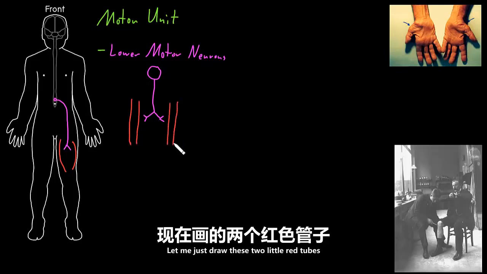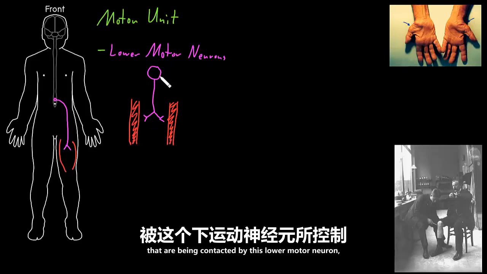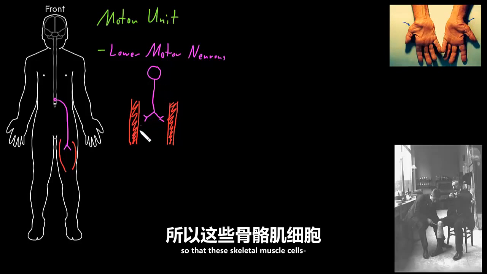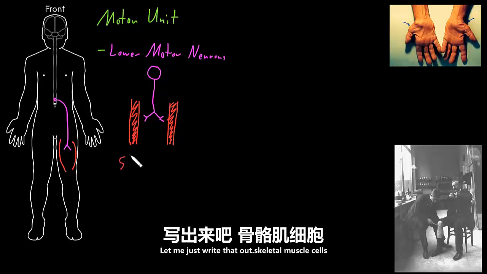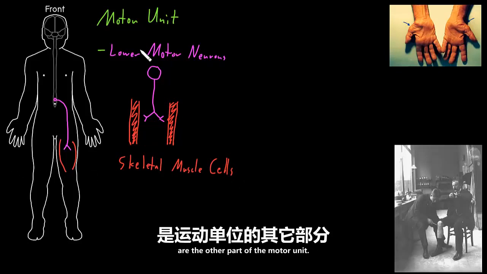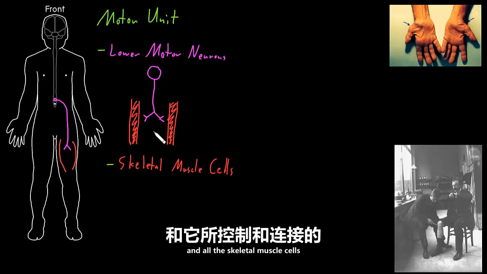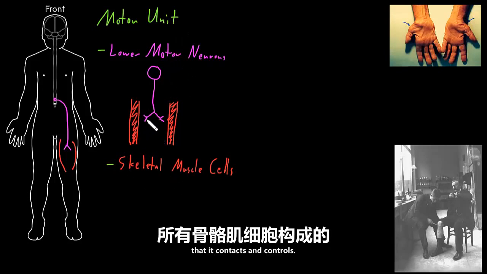Let me just draw these two little red tubes to represent two skeletal muscle cells that are being contacted by this lower motor neuron. So these skeletal muscle cells are the other part of the motor unit. So the motor unit is one lower motor neuron and all the skeletal muscle cells that it contacts and controls.